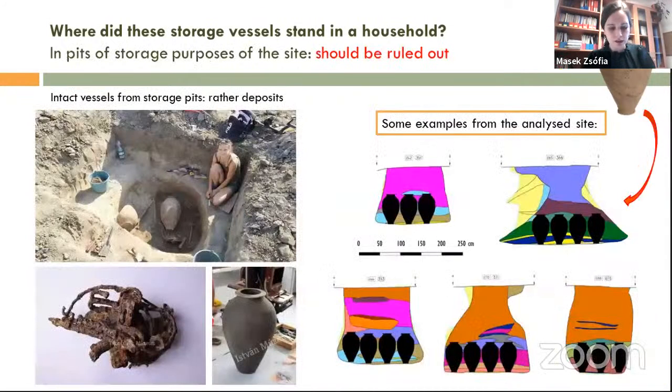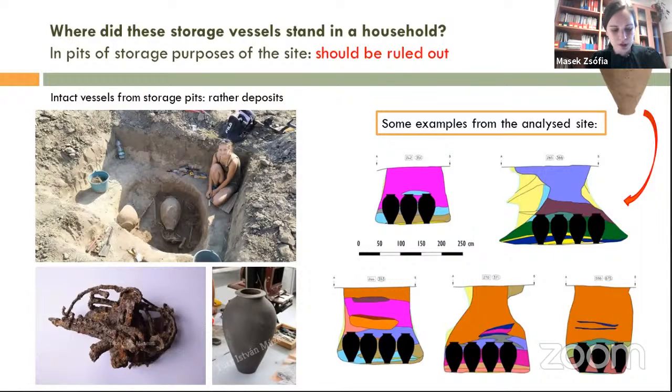And the second deeply discussed research question is the relationship of the vessels and the storage pits. In the Hungarian plains, some deposits with intact pottery were found since the late 19th century. Therefore, some researchers thought that the pits served as a regular place for the storage vessels. But there are many points against this. First, this new find on the left is an example which shows that intact storage vessels could rather be parts of deposits, probably ritual deposits in this culture group.